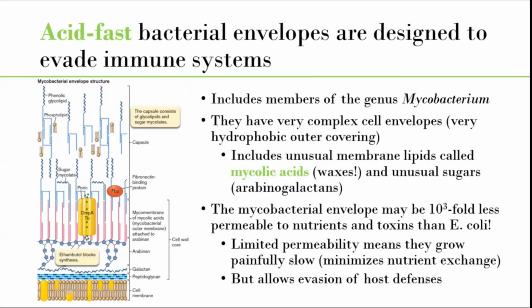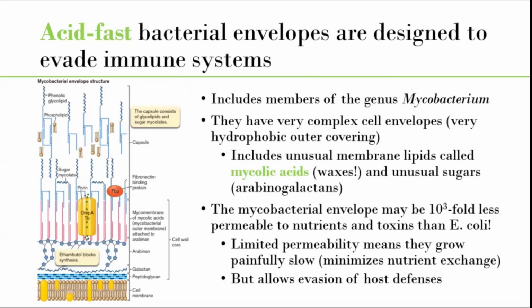What that means is not a lot of stuff is getting in and out of this cell. If you wax something, you do it because you don't want water getting in and out. Well, how do we get food in? How do we get waste out? We attach it to water. So if water can't move in and out very easily, these cells grow very, very, very slowly. They're really hard to study in the lab because I could do an experiment in a day. You want to do one experiment with these guys, it can take a month because they grow so slowly.